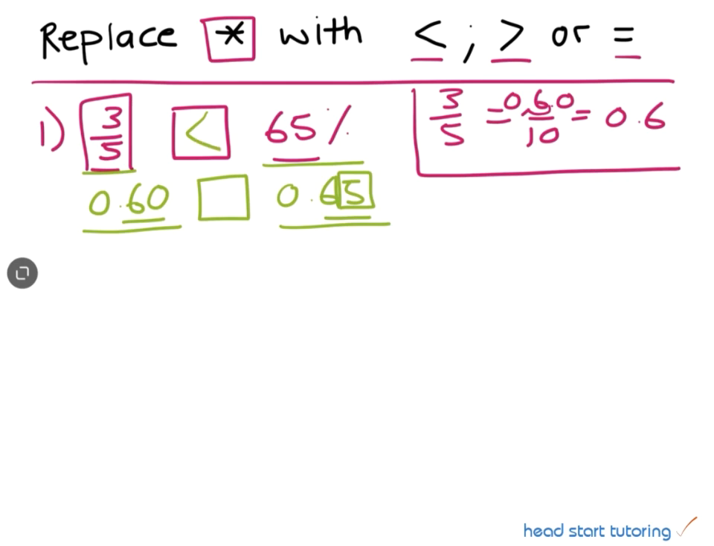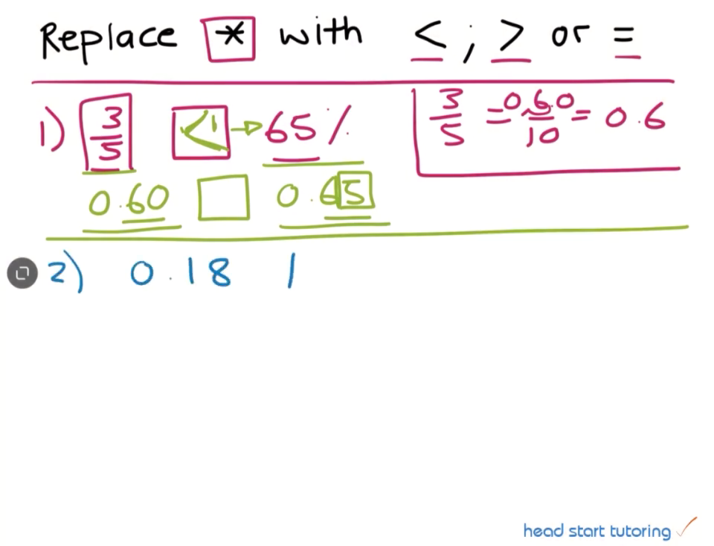I remember that the arrow, this point here, will always point to the smaller number, and the wide open mouth over here will always point to the bigger number. Right, so that's our first example. Let's have a look at another one. 0.18 compared to 9/50. So we could have a star here, or we could just have a blank space. It just depends on how the question is asked.